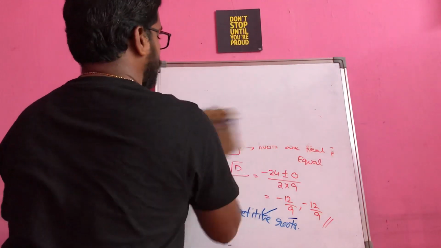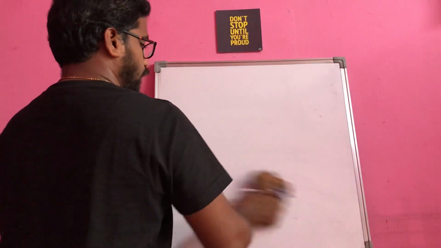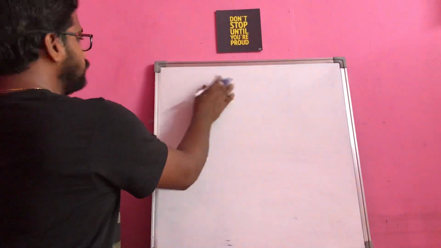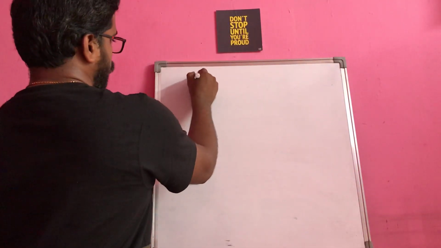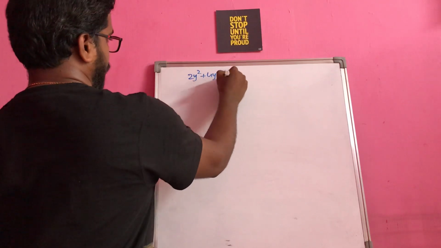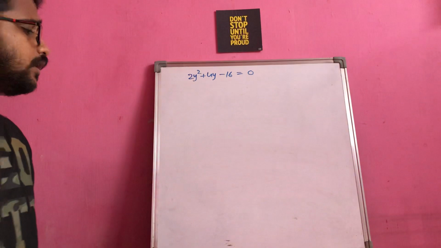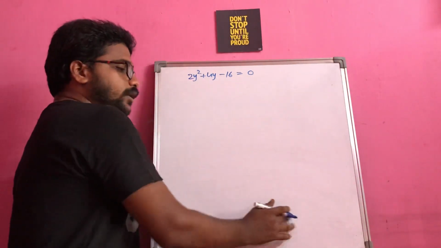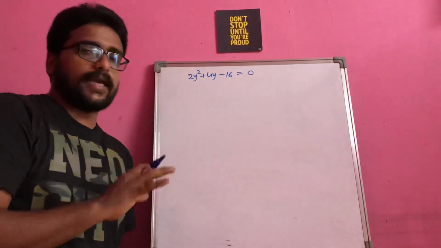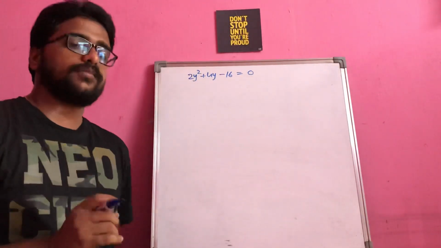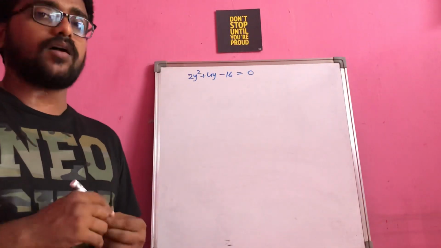For example, if I have a question like this, say something like 2y square plus 4y minus 16 is equal to 0. So first step, don't try to substitute everything in the formula directly. First find the D value. That itself will give you information whether we can proceed further or not.